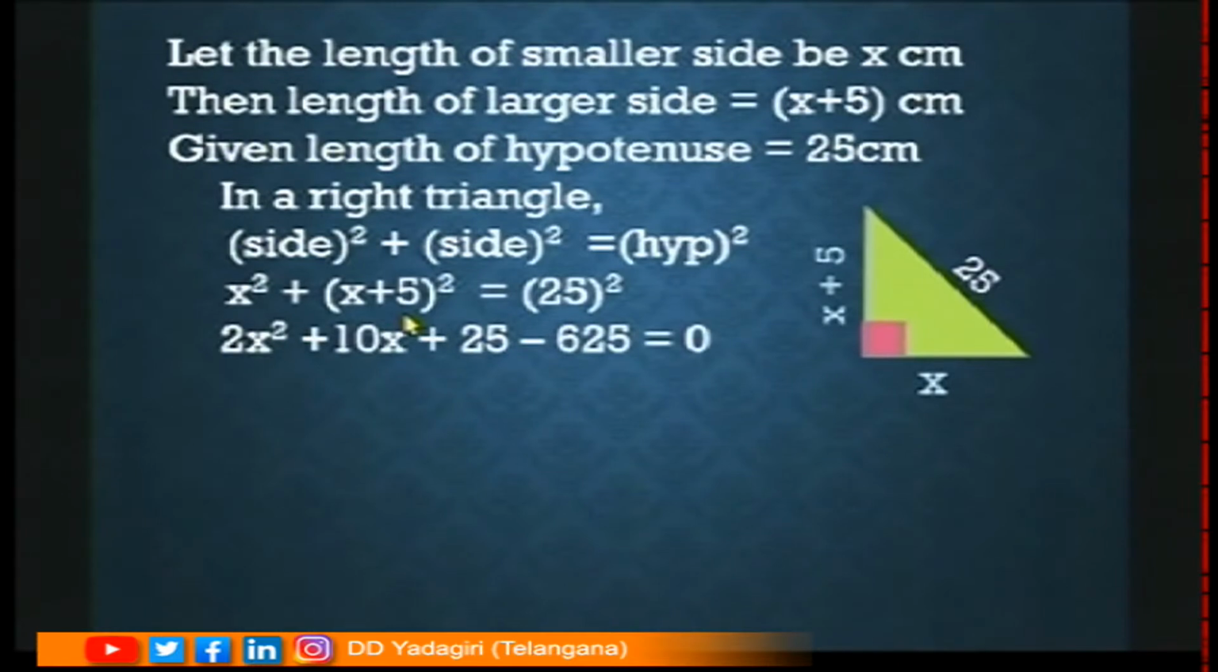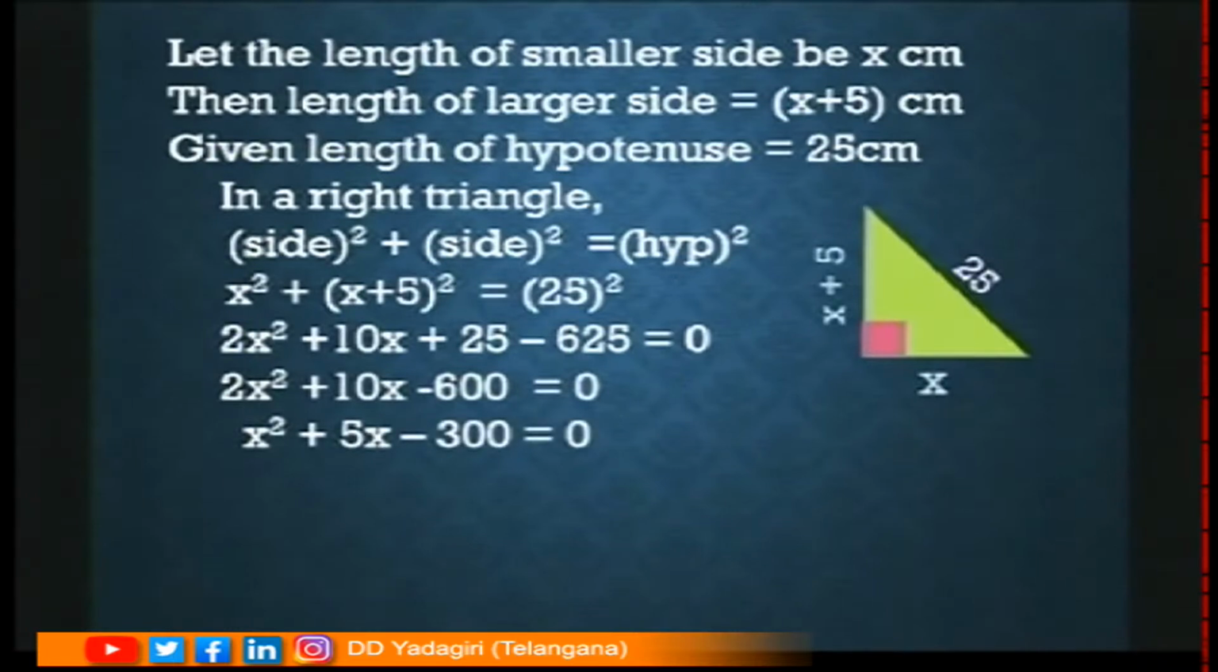So, when we simplify this further, we see x square plus x square over here gives me 2x square plus 10x plus 25, and 25 square gives me 625. I am transposing this 625 to the other side and I get minus 625 here. So, my equation is 2x square plus 10x plus 25 minus 625 is equal to 0.